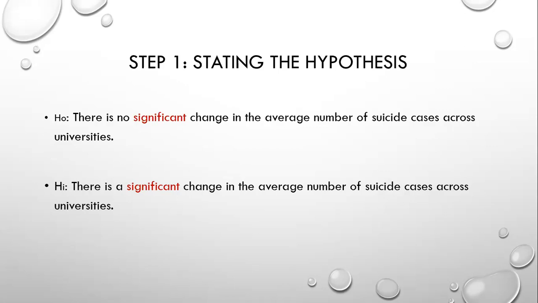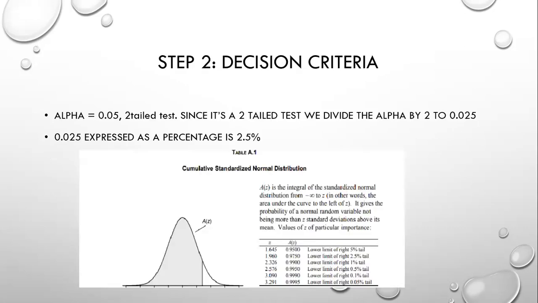So the first step there has to do with stating the hypothesis. And the null hypothesis is that there is no significant change in the average number of suicide cases across universities. And the alternate hypothesis would be that there is a significant change in the average number of suicide cases across universities. So the word significant there is very significant.